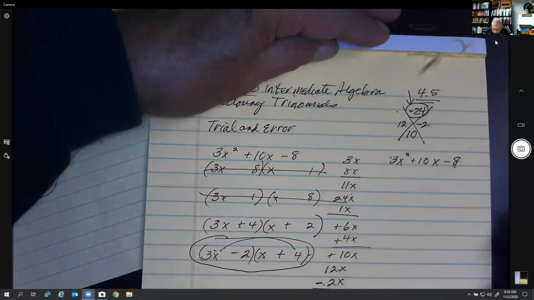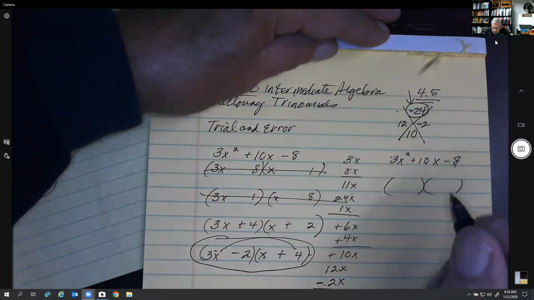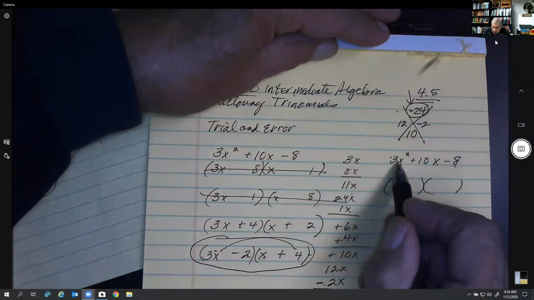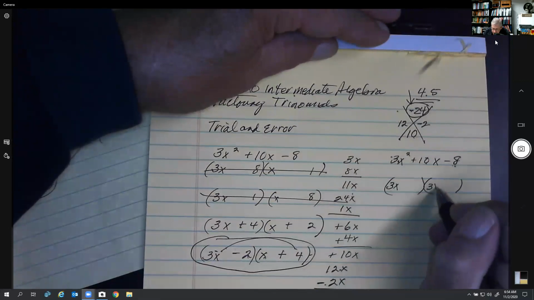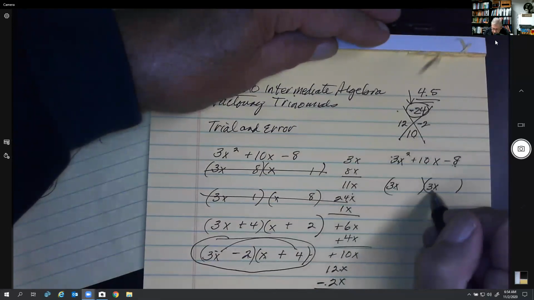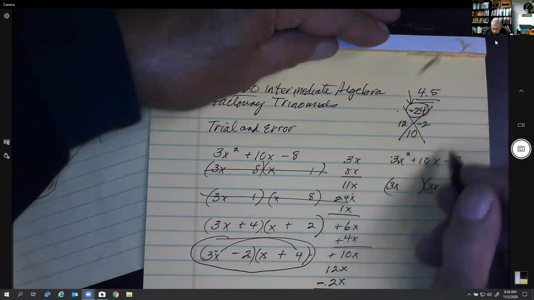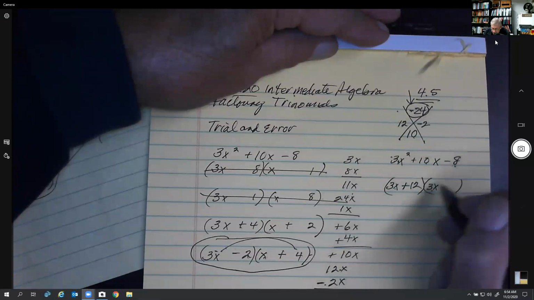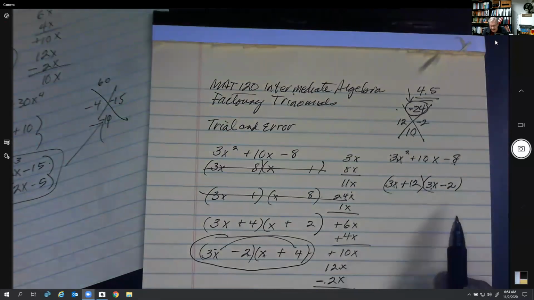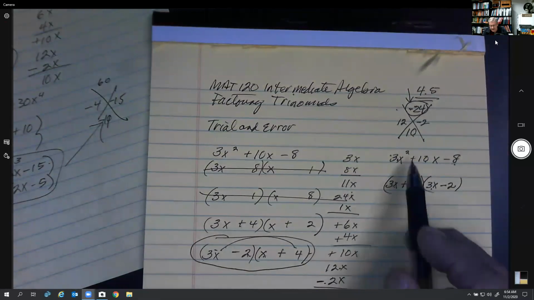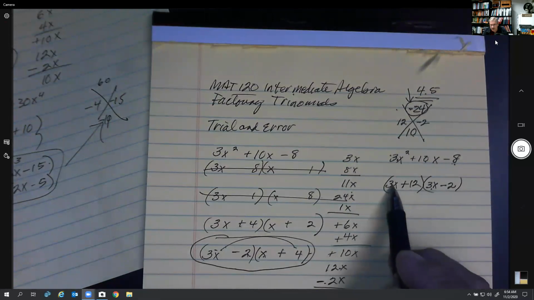Now what I'm going to do is a little bit different. When I write this down, because I used the 3x squared, I have to write 3x, 3x. I have to write that down twice. This is kind of an intermediate step. Then I'm going to write down my plus 12 and my minus 2. Now, I know that if I FOIL this, I'm not going to get this answer.